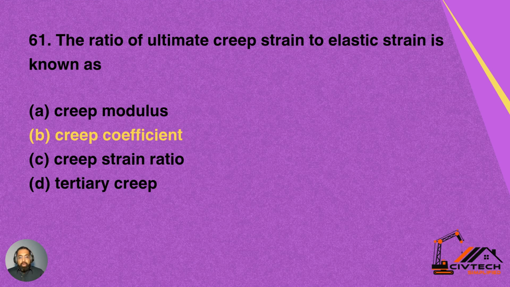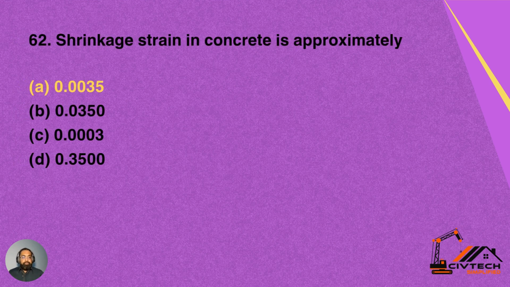61. The ratio of ultimate creep strain to the elastic strain is known as: option A creep modulus, option B creep coefficient, option C creep strain ratio, option D tertiary creep. So the ratio of ultimate creep strain to the elastic strain is known as creep coefficient. Option B is the correct answer.